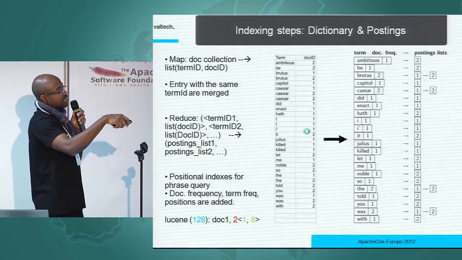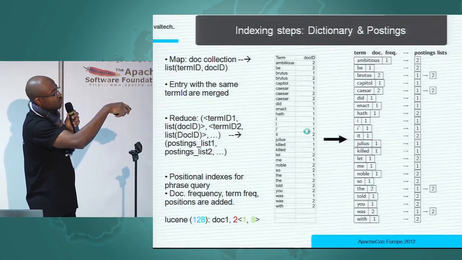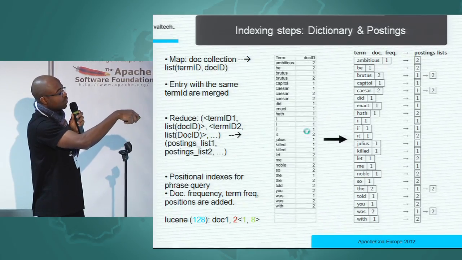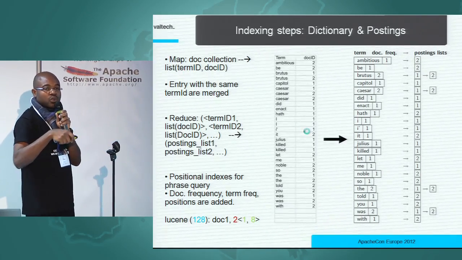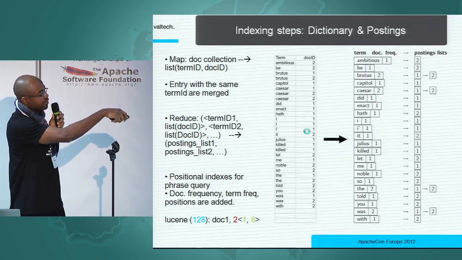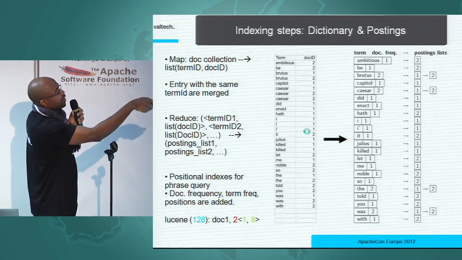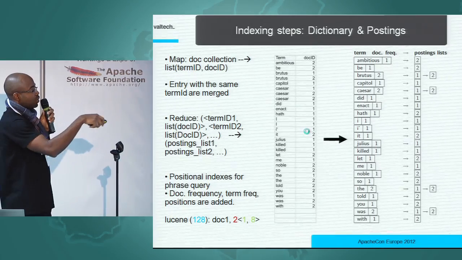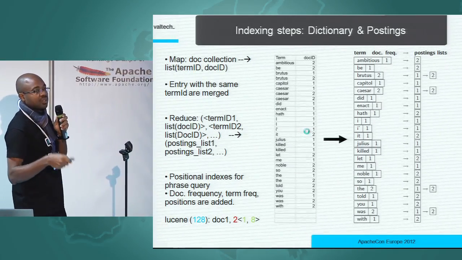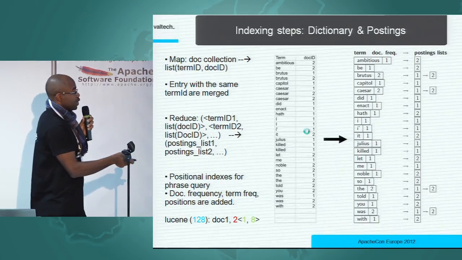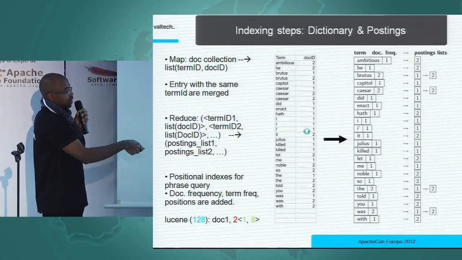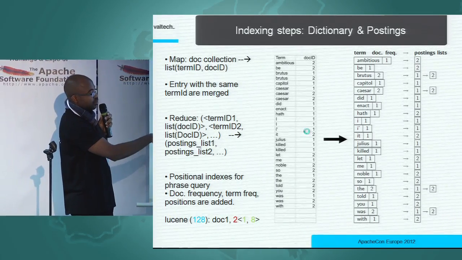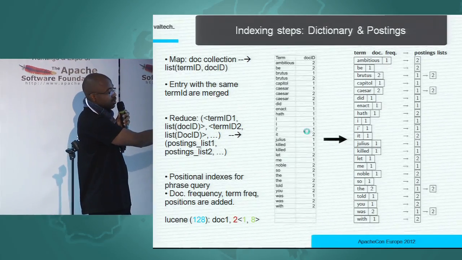And in practice, you have positional indexes because you need to perform phrase queries on those indexes, and to do that, you need doc frequency, that is the number of documents in which a term appears. You need term frequency. For example, here ambitious has a doc frequency of 1, that is only one document containing this term. You also need term frequency and positions to resolve phrase queries. Here we have an example that says that Lucene is present in 128 documents, and doc 1 contains 2 occurrences of this term at positions 1 and 8. So your index is something like this.